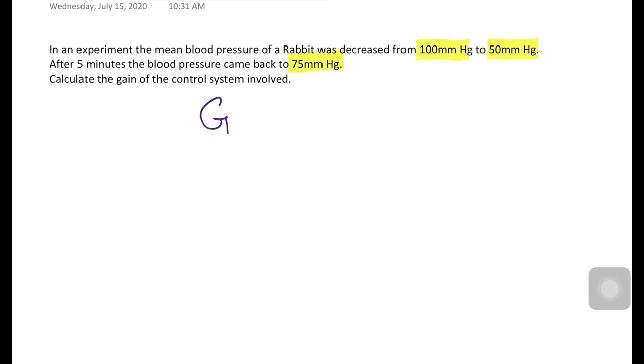Gain of a control system is given by gain is equal to correction divided by error. So now we have to calculate how much was the actual correction done and how much was the remaining error in this control system. Now to identify that, we have to draw something called a homeostatic response curve.